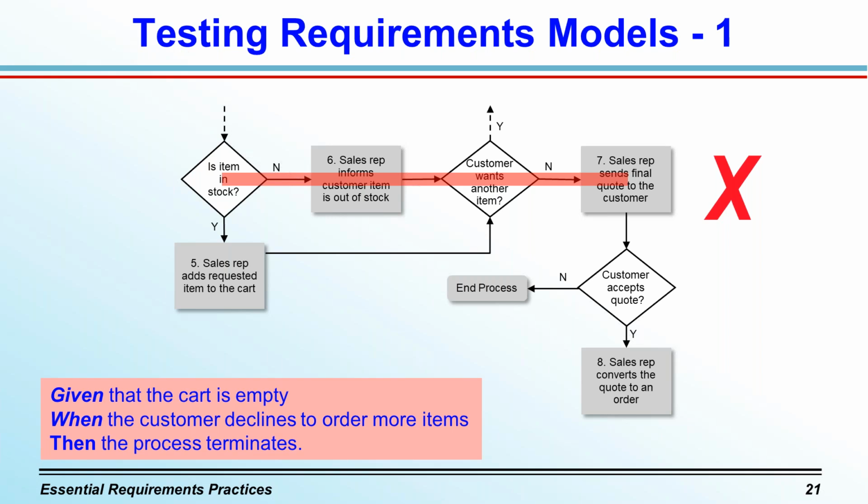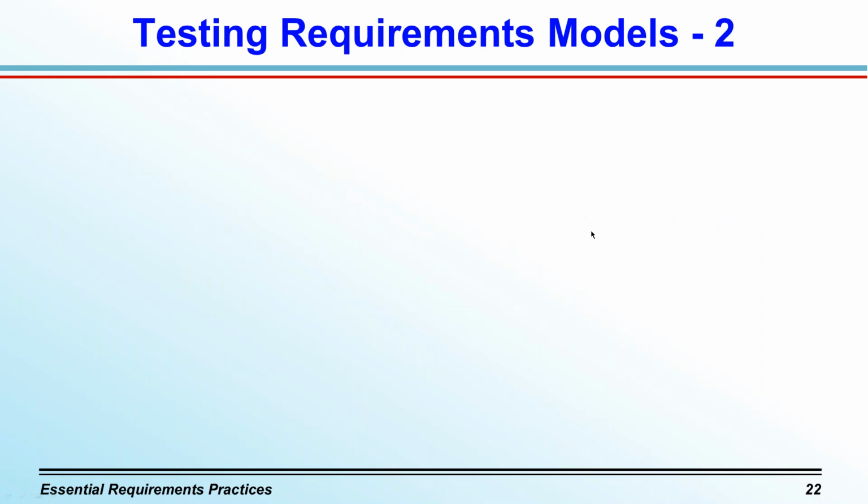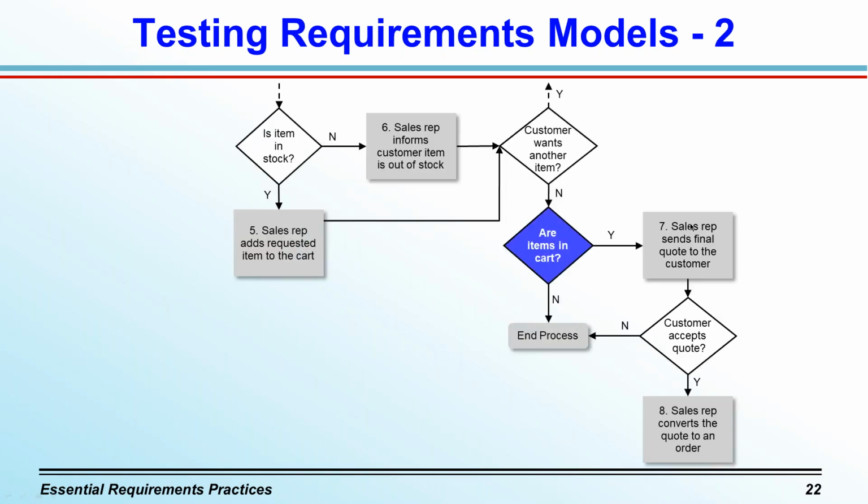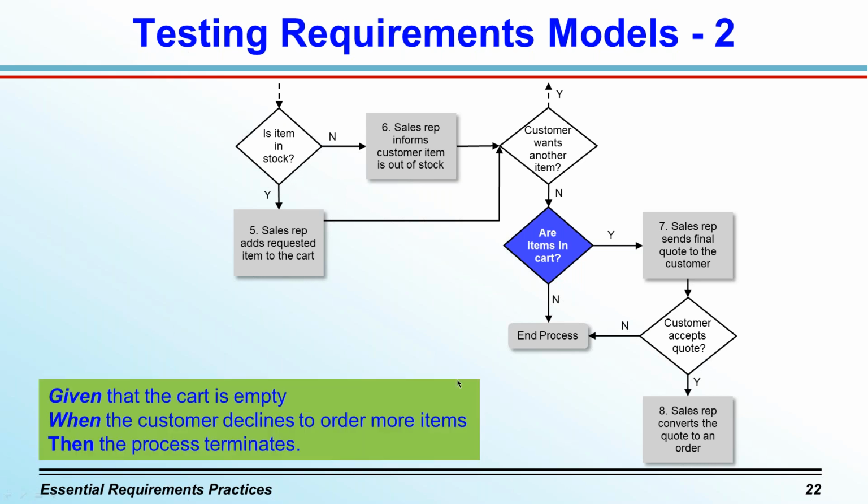So maybe we take that information and we decide, all right, let's see if we can fix our model to make more sense so we can execute that test. You redraw that portion of the model to look like this. We now have this blue diamond, which checks to see if the cart contains items following the end of that customer and sales rep dialogue. If so, it sends the quote. If not, then it ends the process. Let's go back to that same test. Now you can trace that path on the process flow, ending the sales process instead of sending the customer a meaningless quote with nothing in it.